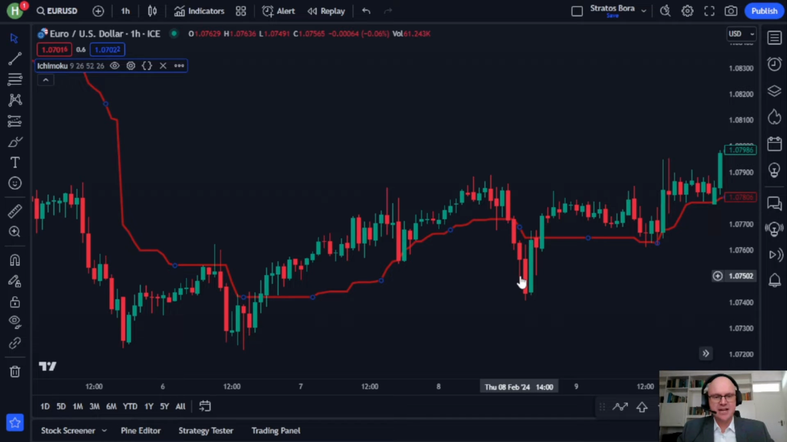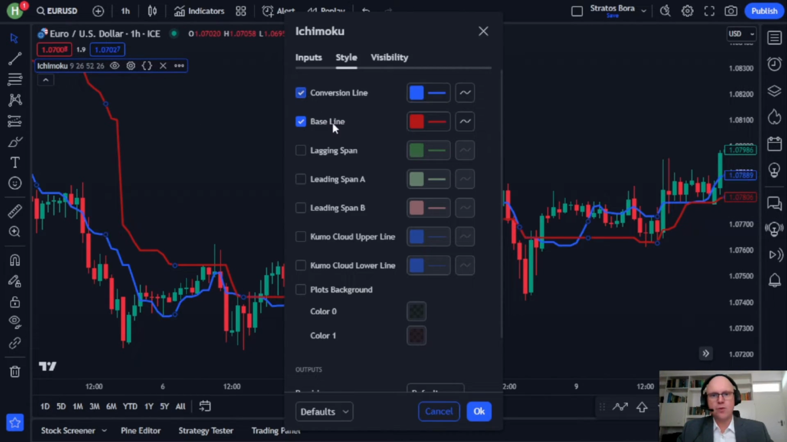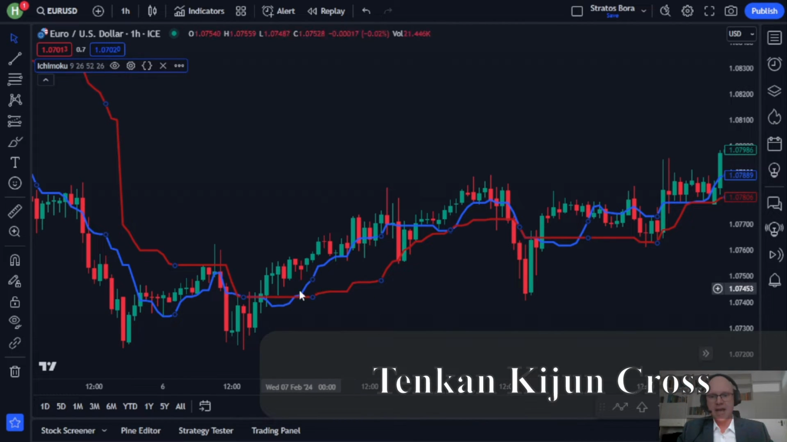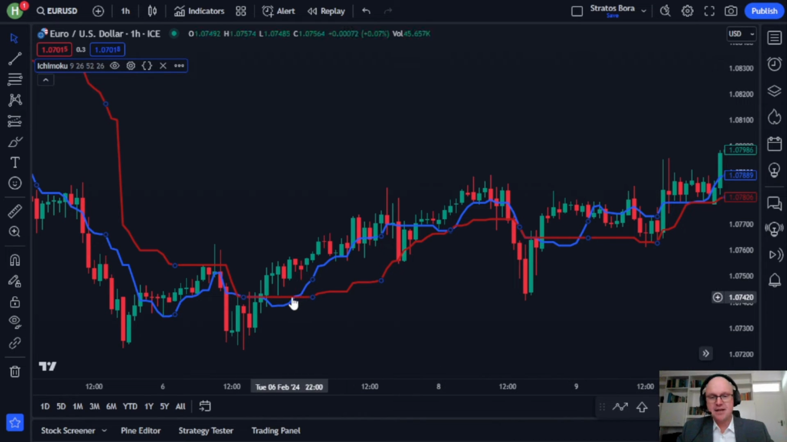Then we have our second strategy, which just does the reverse of strategy number one. So strategy number one and two are built around the baseline. Then for strategy number 3 and 4, we look at the conversion line and baseline. In other words, the Tenkan-sen and Kijun-sen crosses are used for entries for the strategy.